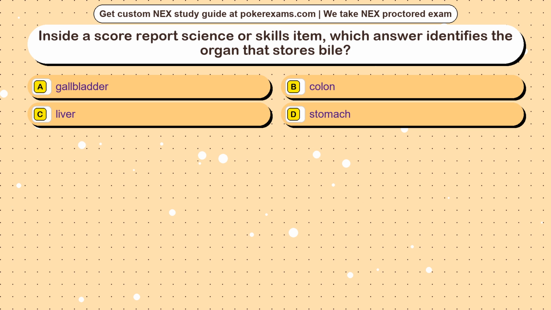Question 24. Inside a score report science or skills item, which answer identifies the organ that stores bile? Option A, gallbladder. Option B, colon. Option C, liver. Option D is stomach.